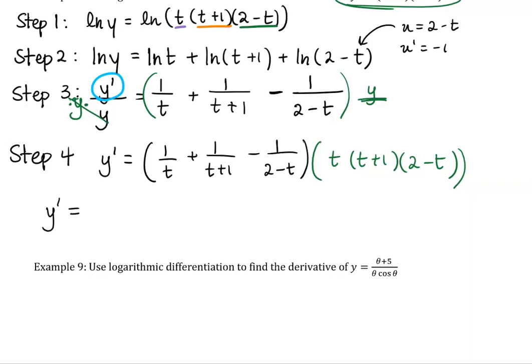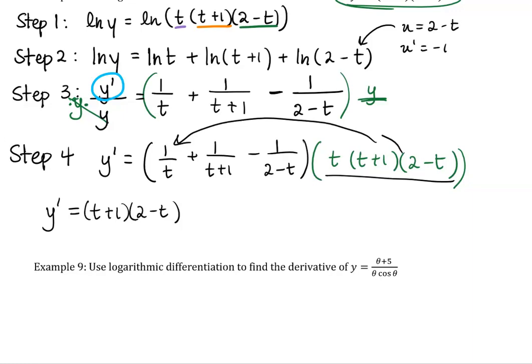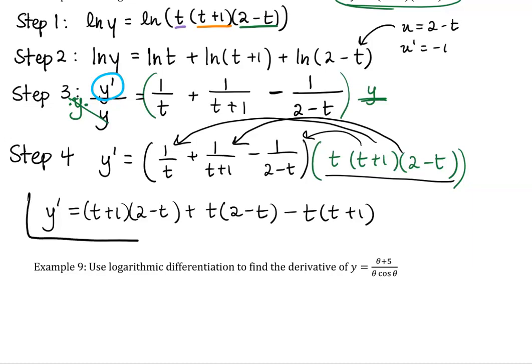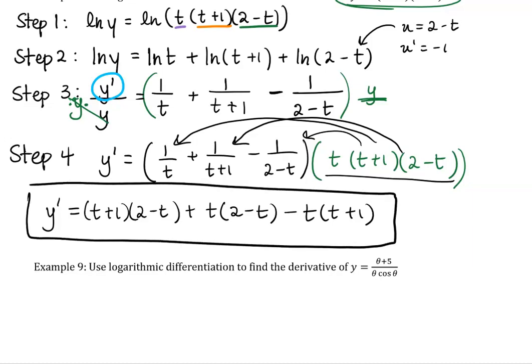So all three of these factors need to get distributed to all three of those terms. So when I distribute to the first term, the 1 over t, the t's will cancel and just leave me with t plus 1 multiplied with 2 minus t. When we distribute to the second term, the t plus 1s will cancel and just leave us with t multiplied by 2 minus t. And when we distribute to the third term, the 2 minus t's will cancel and leave us with a negative t multiplied by t plus 1. And that is our final answer for our derivative.